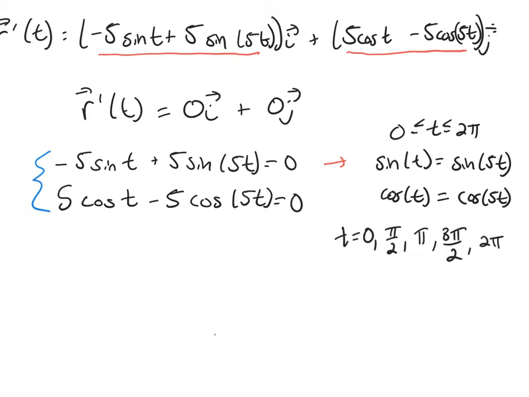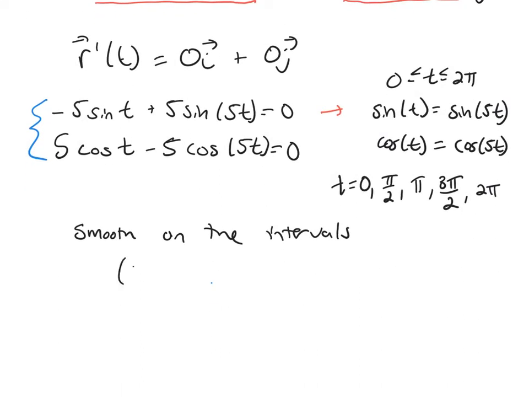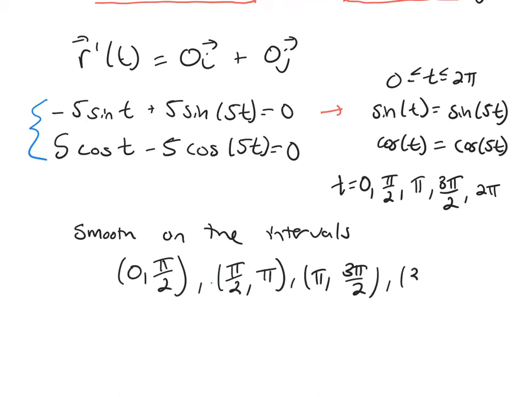So then everywhere except for those values, my function will be smooth. So let's convert that into intervals. It'll be smooth on the intervals 0 to pi over 2, not including those endpoints, pi over 2 to pi, pi to 3 pi over 2, and 3 pi over 2 to 2 pi.